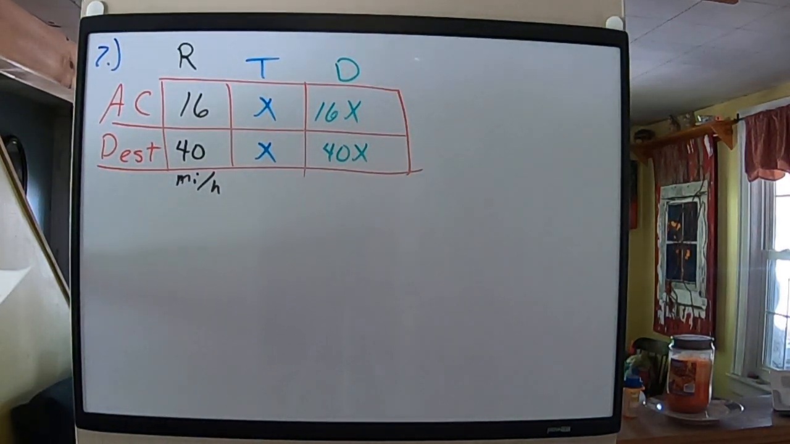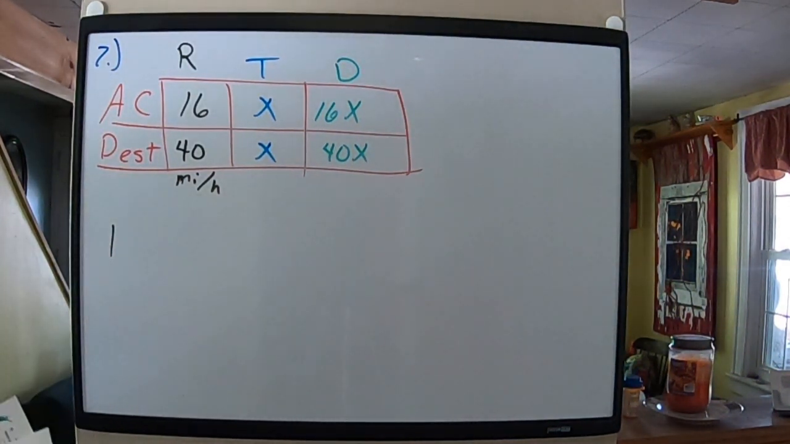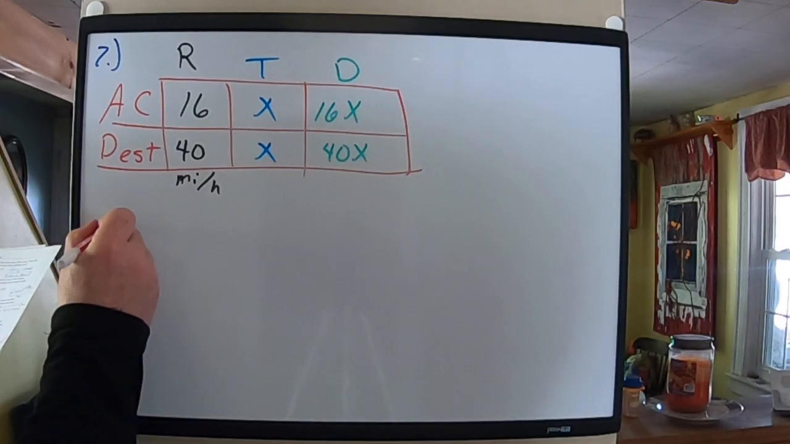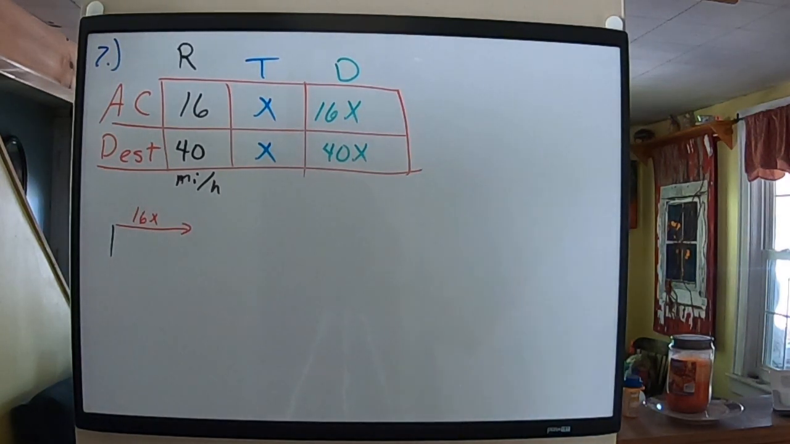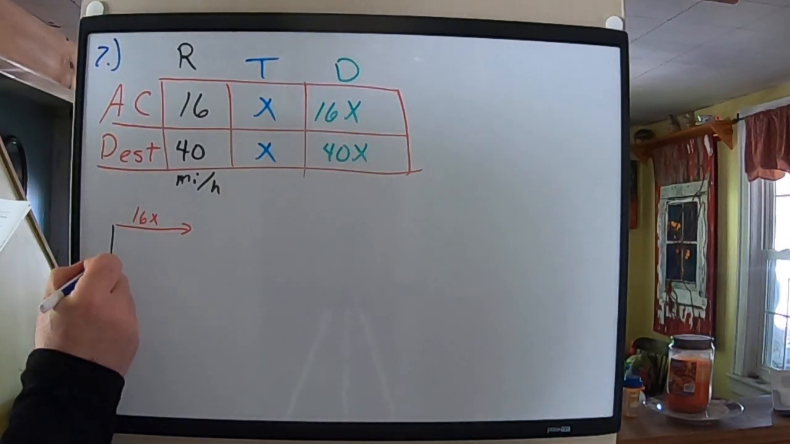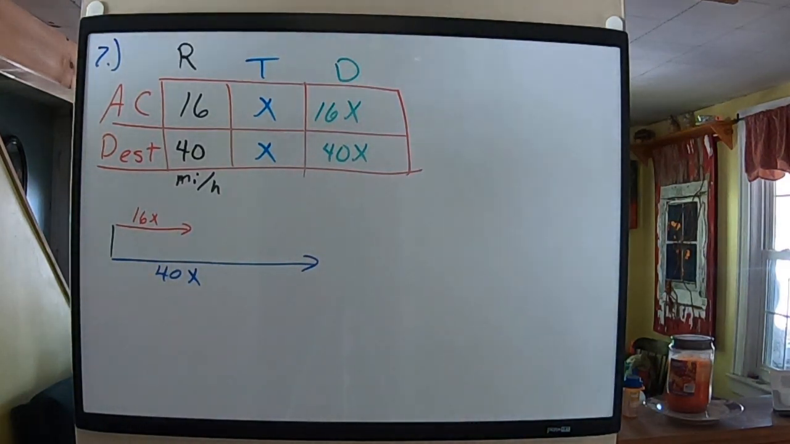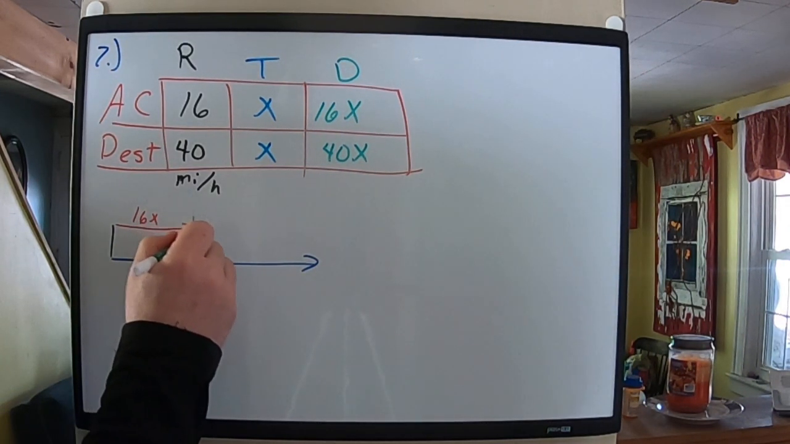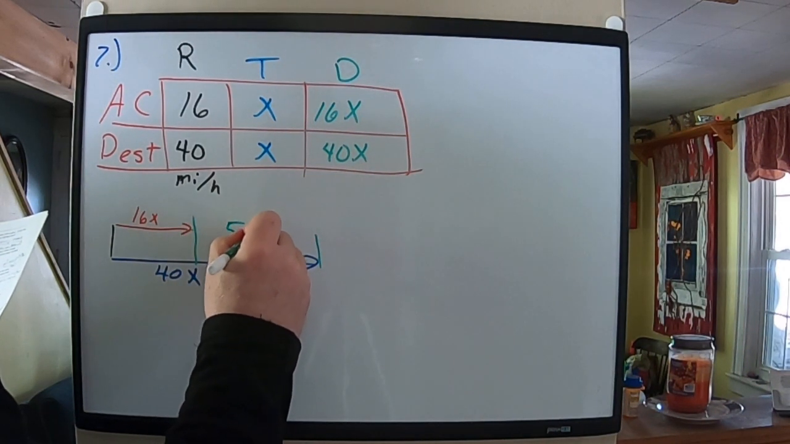So here's the situation. Here's the port. And they're going to leave at the same time. The aircraft carrier is really slow, going 16x miles. In the same time, the destroyer is going fast, 40x. And the distance between here and here is going to be 54 miles.